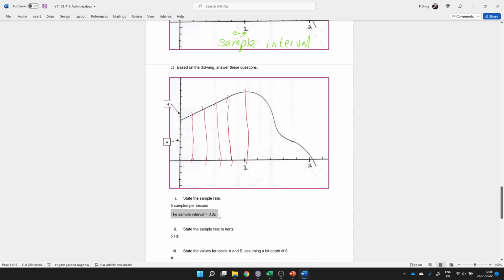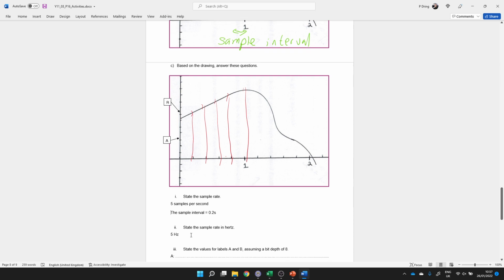So those of you who enjoy maths will spot there is a reciprocal relationship between the sampling frequency and the sample interval. What on earth does that mean? I mean that the sample interval is 1 divided by the frequency. As in 1 divided by 5 is the time taken between each sample, and 1 divided by 0.2 is 5, is the frequency. It's a reciprocal relationship, 1 divided by.